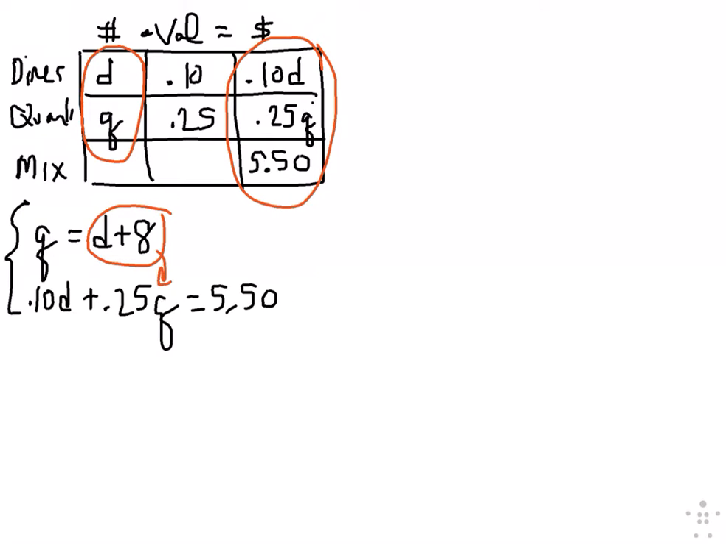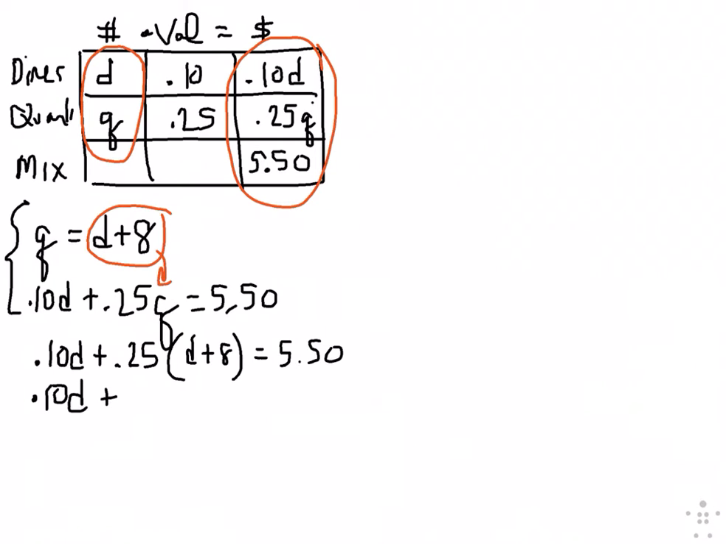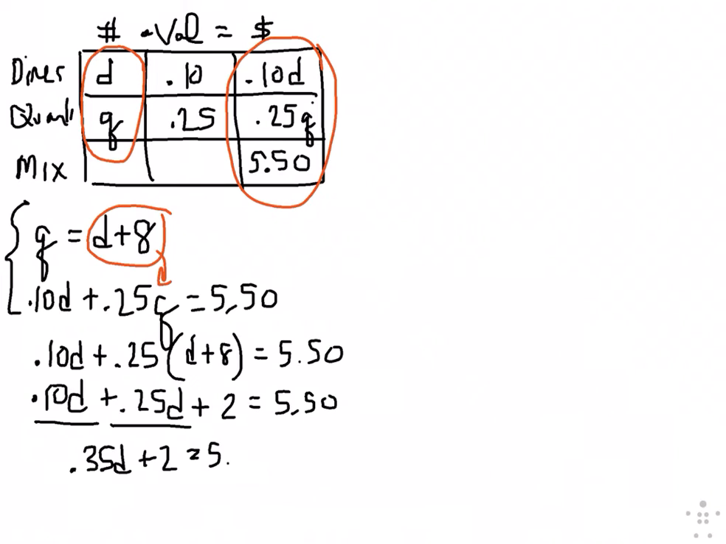The second equation becomes 0.10D plus 0.25Q, but Q is D plus 8, equals 5.50. So 0.10D plus, we distribute, 0.25D plus 0.25 times 8 is 2, equals 5.50. So 0.10D and 0.25D is 0.35D plus 2 equals 5.50. Subtract 2 from both sides, we get 0.35D equals 3.50.